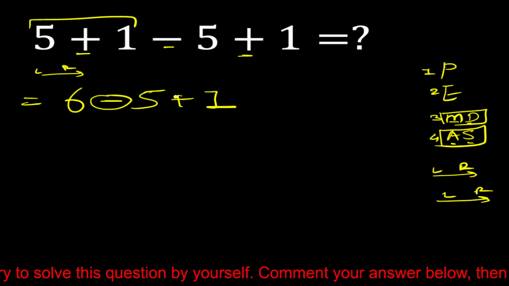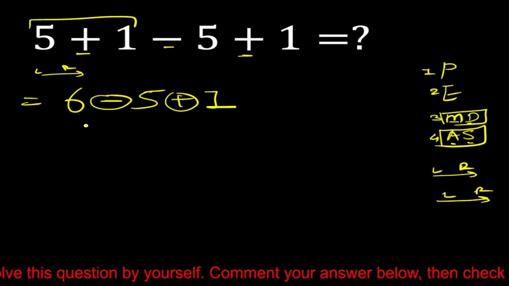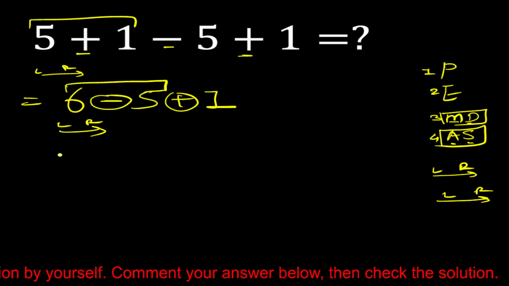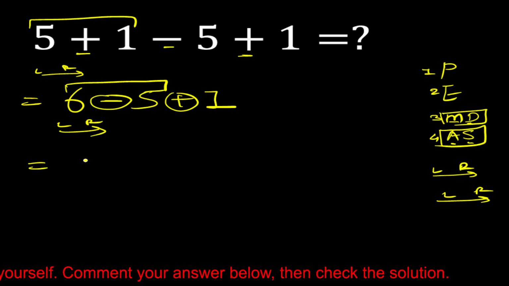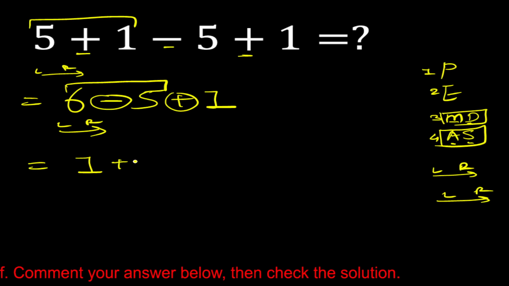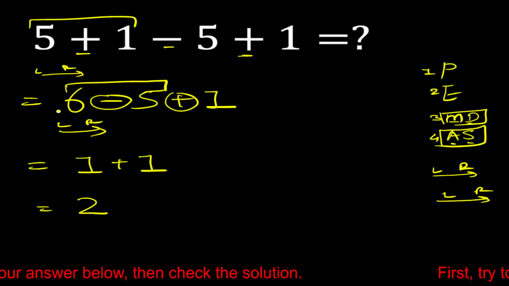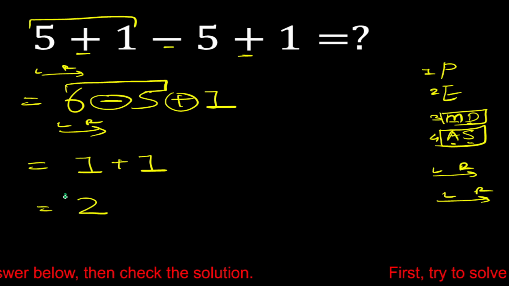Now here is one subtraction and here is one addition. Both have equal priority, so we have to solve it from left to right. First we have to solve this subtraction. So is equal to 6 minus 5 is equal to 1 plus 1. Now 1 plus 1 is equal to 2. Okay, so the correct answer is 2.